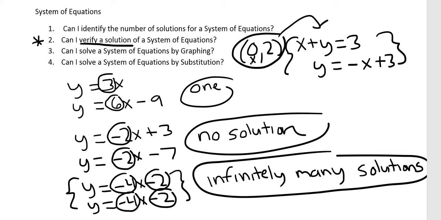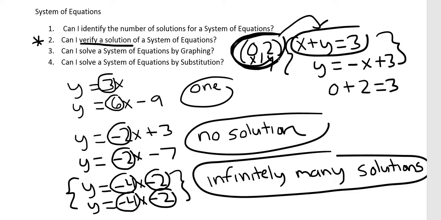The way that we do that is by plugging the x in for the x and the y in for the y in both equations. If it makes both equations true, it is a solution. So 0 plus 2 equals 3. That is not true. So because this point does not make this equation true, we know this point is not even on this line, so it would not be a solution for this system. In order to be a solution for the system, it has to make both equations true.